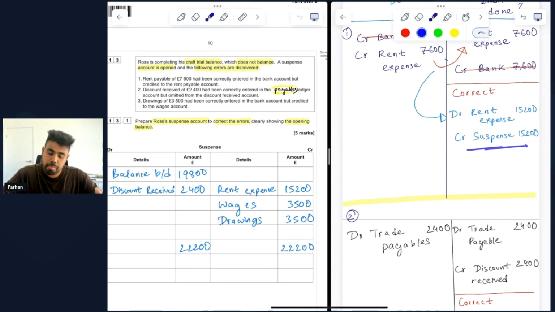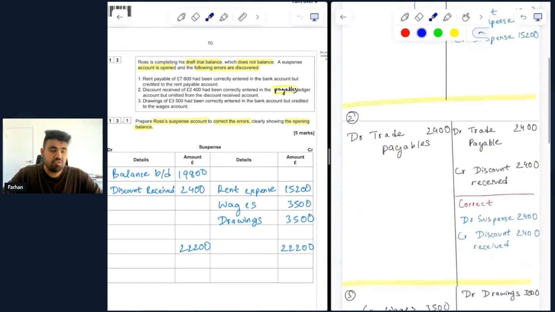within this entry. So debit rent expense £15,200. And because we do not have anything else to credit, we are bringing in suspense, which is where the missing transactions get entered. So credit suspense account by £15,200. All right. So that's how you take care of the first transaction. Now let's move into the second transaction.